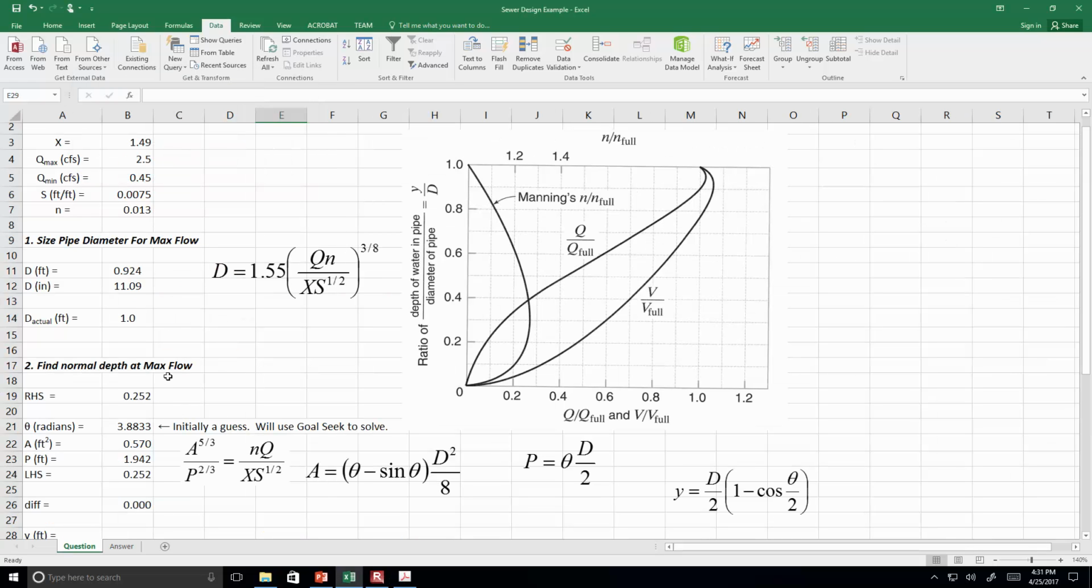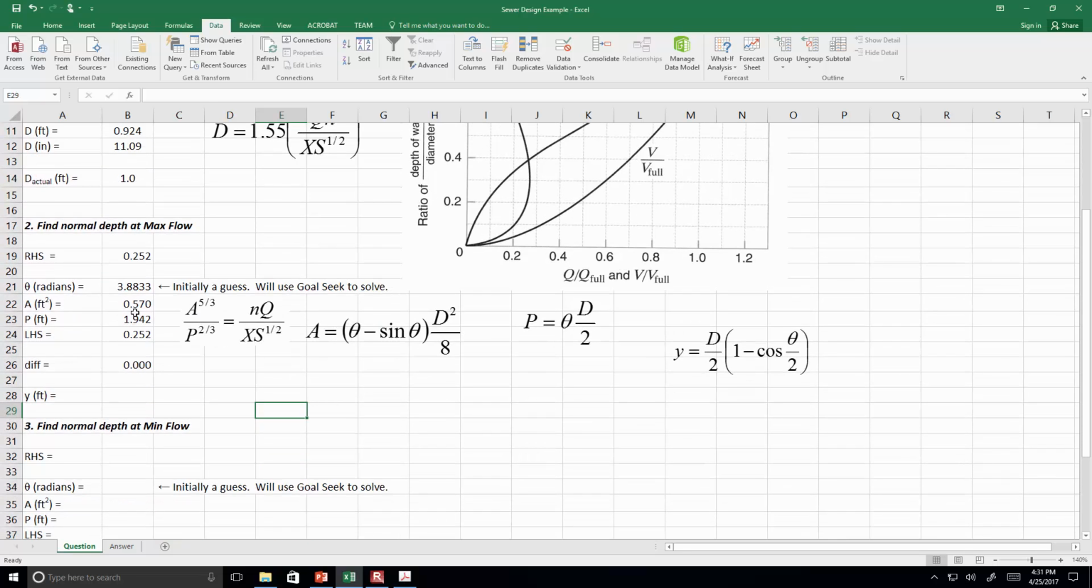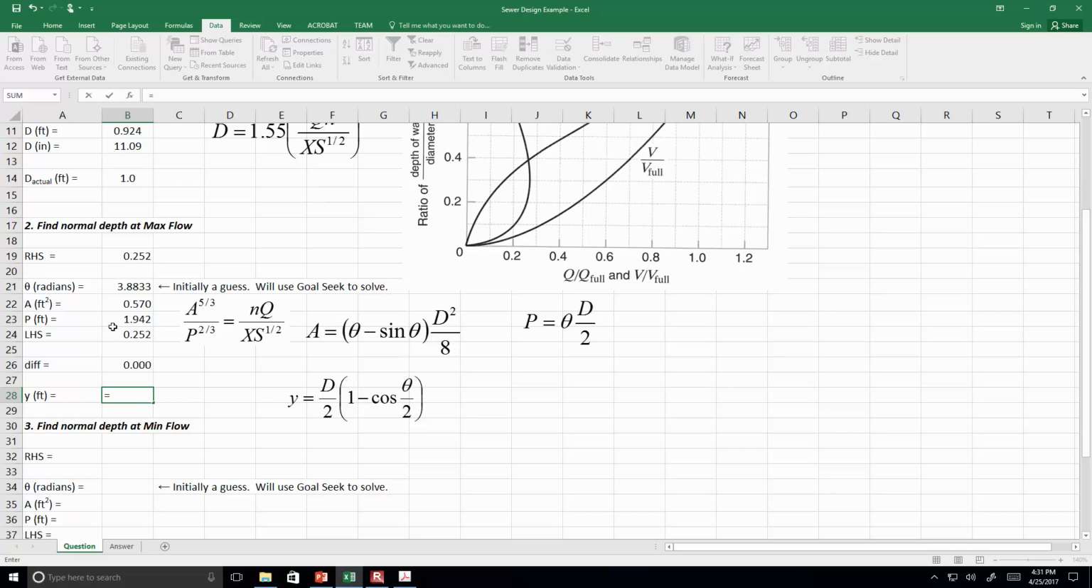All right, so we know what the angle is going to be, so now we can substitute this formula in to find the actual flow depth. So it's going to be the diameter that we're building the pipe to. We're actually going with a 1-foot diameter pipe divided by 2 times 1 minus cosine of the angle divided by 2. Okay, so the flow depth is going to be 0.681 feet.